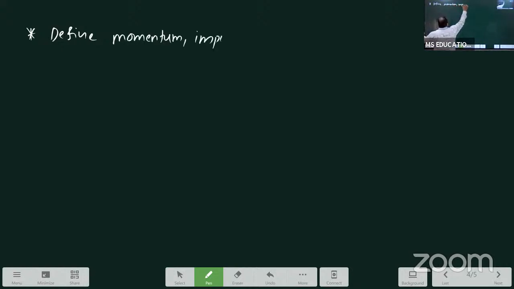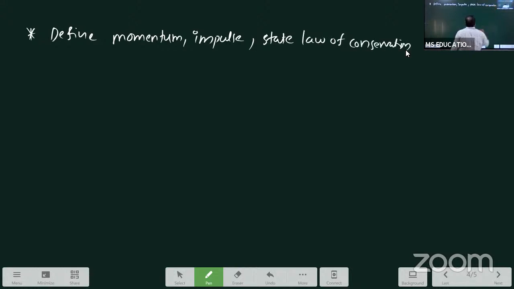Now see the next question from laws of motion. Define momentum, impulse, state the law of conservation of momentum with examples. This is the 4 marks question.